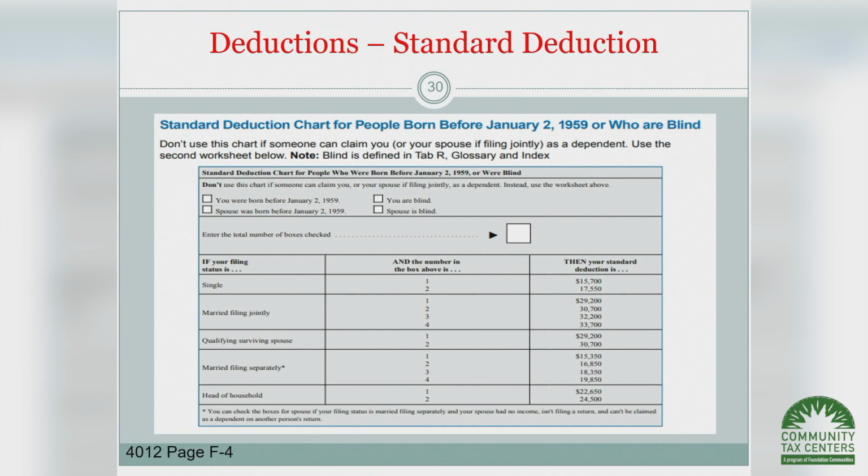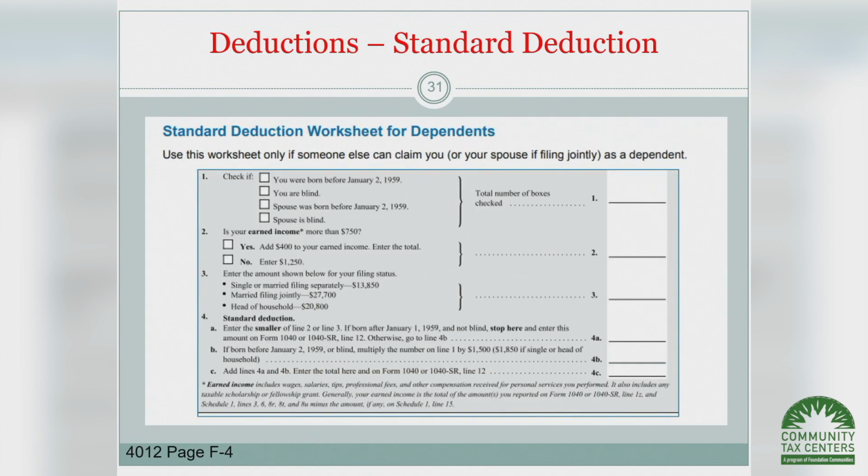Okay. Here again, this is a worksheet, but you don't need to worry about that because TaxSlayer is going to automatically compute that for you. And again, if you can be claimed as a dependent on someone else's tax return, just know that the standard deduction is going to be reduced, but TaxSlayer will do that for you.